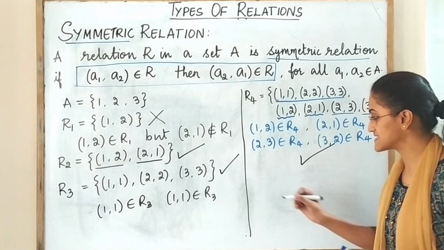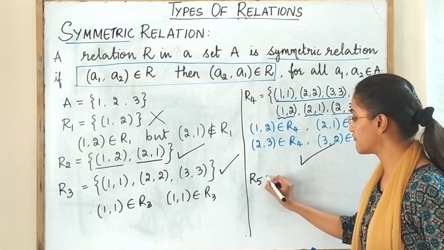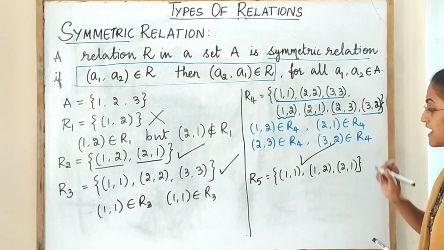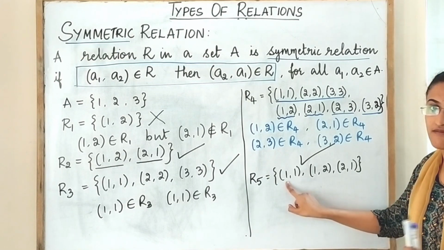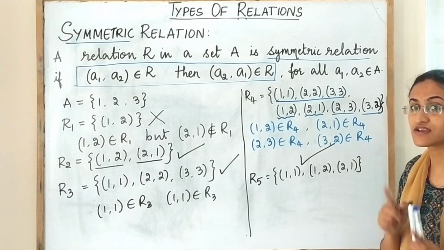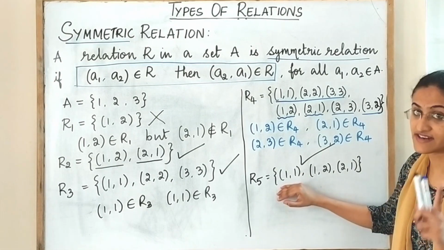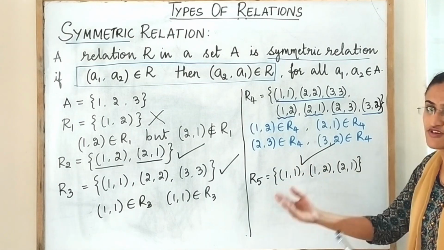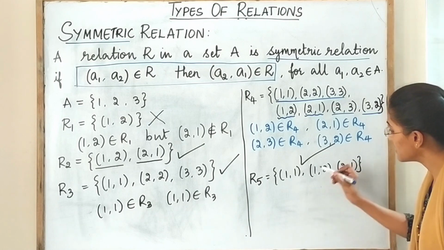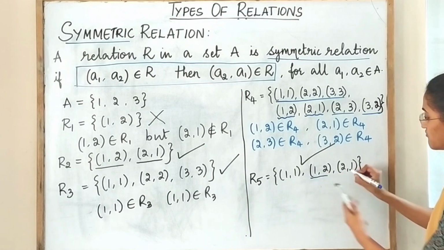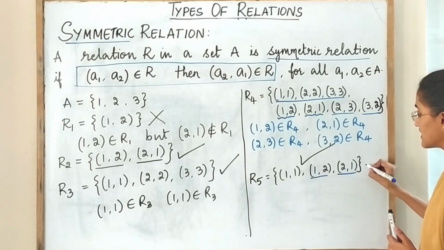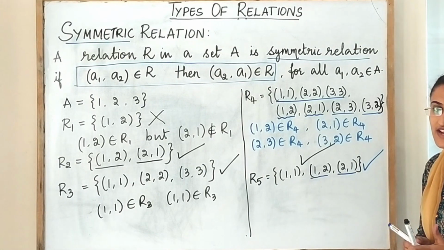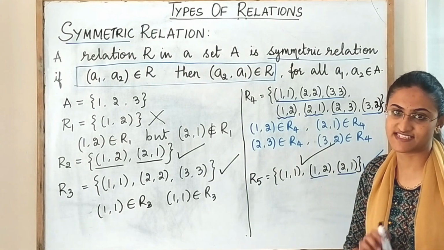Check for another example. Let me take R5 as this. Now, you may notice that only (1, 1) belongs to R5, and hence you can conclude that this relation is not reflexive. But checking for the symmetric one, (1, 2) belongs to R5 and the reverse one, that is (2, 1), also belongs to R5. Hence, you can conclude that this is a symmetric relation but not a reflexive relation.